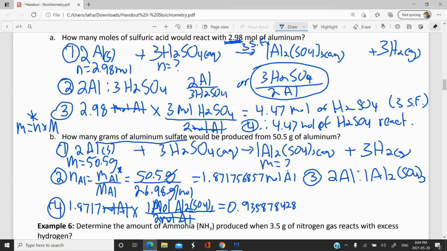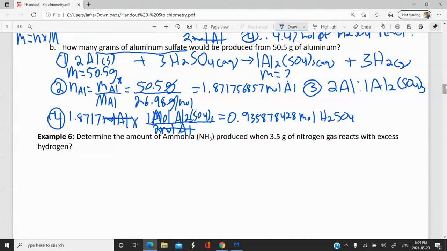0.935878428 moles of H2SO4. Now we're not quite done yet. Now, I know I should have made more room here, so I'm just going to continue the problem down here, and we'll erase it after to go to example 6. But right now what I did is I found the moles of aluminum sulfate.